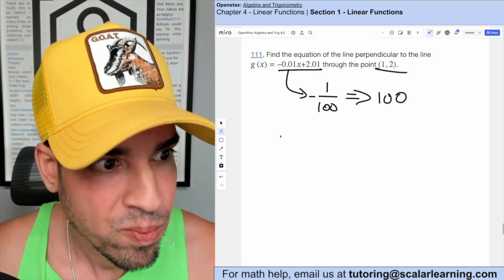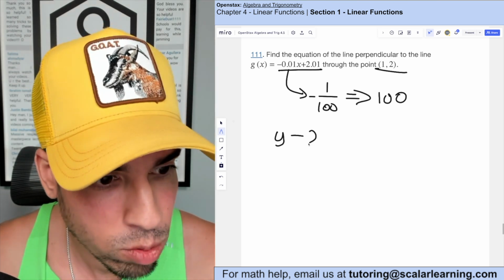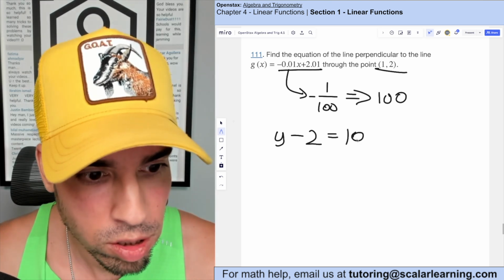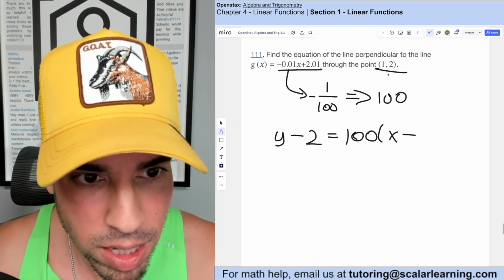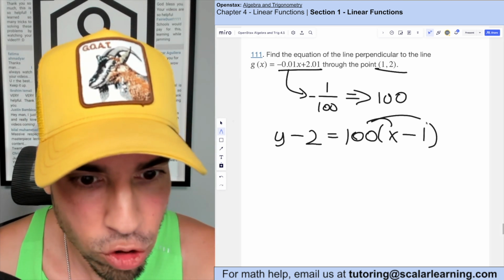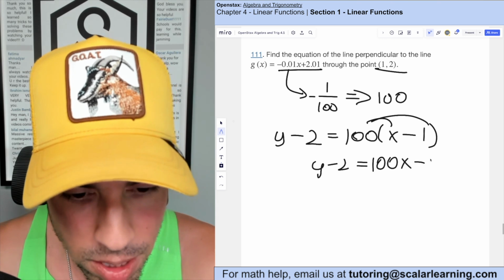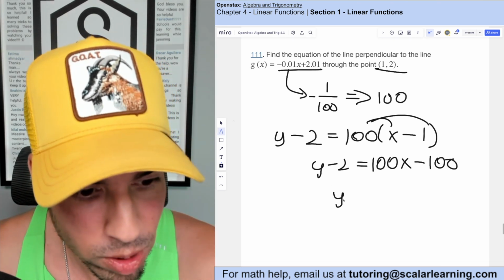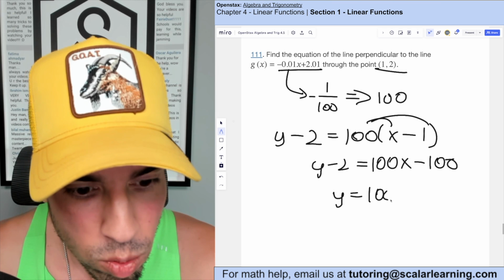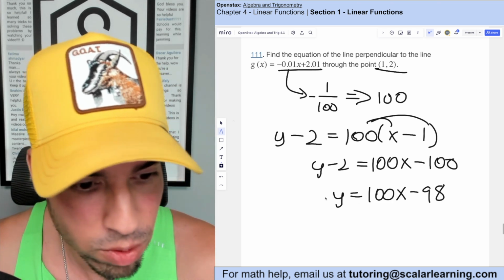Let's use point slope. So it's y minus the corresponding y value, which is 2, equals slope times x minus that corresponding x value, which is 1. Now to put it into slope-intercept form, we're going to distribute: y minus 2 equals 100x minus 100. Last but not least, we're going to add 2 to both sides. Y equals 100x. Negative 100 plus 2 is negative 98 for the win.